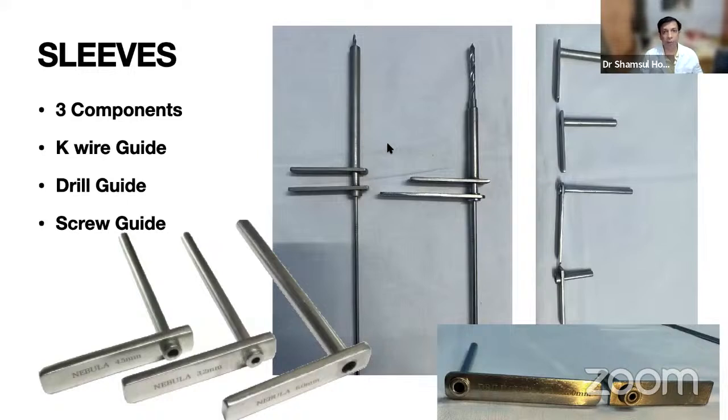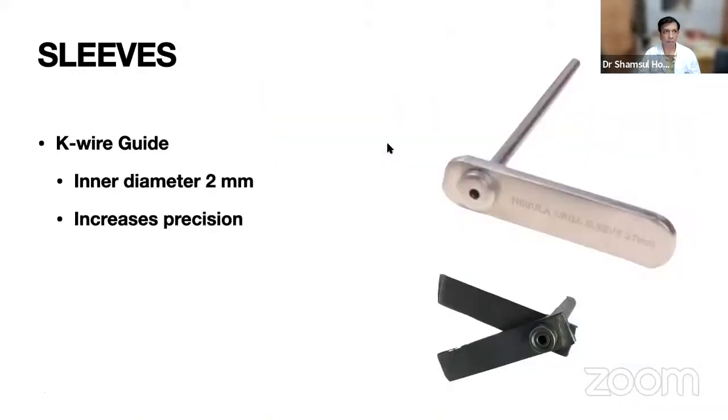Then we have the sleeves for the drill bits of different sizes, for the K-wires, for the drill guides, and for the screw guide. Suppose we are going for the medial side or the dangerous zone, we have to avoid skin laceration, soft tissue laceration, and neurovascular injury. If you're going for the medial side, you can just give a small incision, penetrate with the artery forceps, and use the sleeves for safe insertion of the drill bits from any side, whether you're using Ilizarov or LRS.